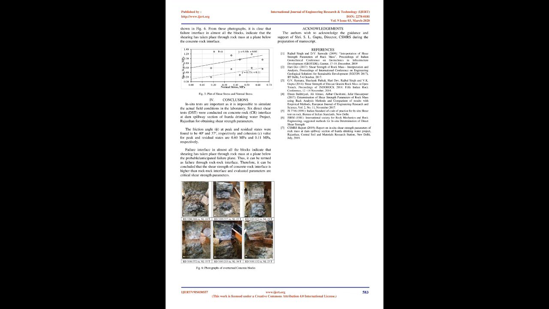shear strength parameters. Shear stress normal stress plots for deriving shear strength parameters viz. cohesion, C, and friction angle, φ, at peak and residual states are shown in Fig 5. The friction angle, φ, at peak and residual states were found to be 40° and 37°, respectively, and cohesion, C, value for peak and residual states are 0.60 MPa and 0.11 MPa, respectively.